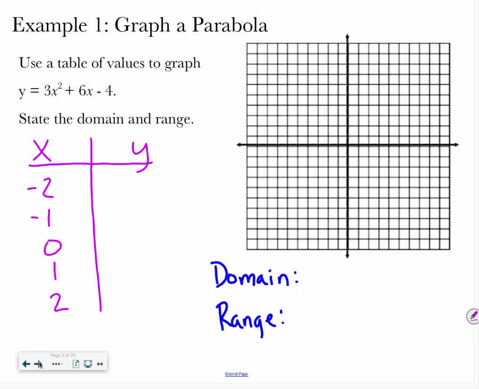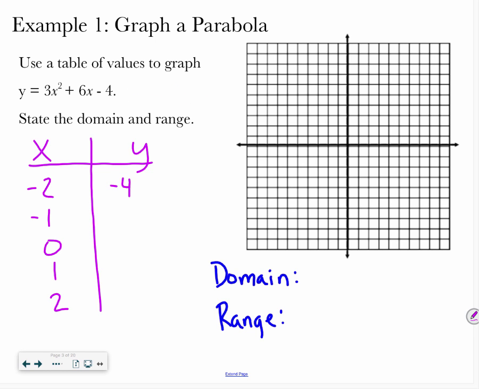If I plug negative 2 into that formula, I have 3 times negative 2 squared. Negative 2 squared is negative 2 times negative 2, positive 4. Positive 4 times 3 is 12, plus 6 times negative 2 is negative 12. And we have a minus 4 on the end. So positive 12 plus a negative 12, those cancel out. I'm left with a negative 4.